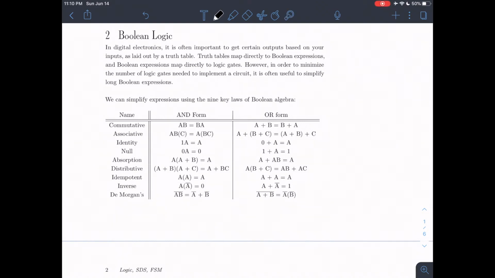Question 2 for discussion 6, Boolean logic. In digital electronics, it is often important to get certain outputs based on your inputs, as laid out by a truth table. Truth tables map directly to Boolean expressions, and Boolean expressions map directly to logic gates.